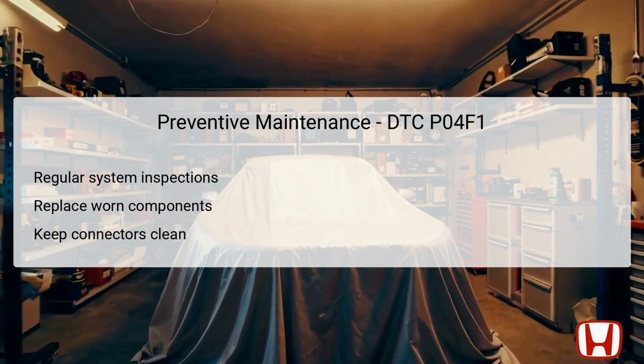Preventive maintenance is essential to avoid the recurrence of DTC P04F1 and to ensure the longevity of the EVAP system. Regular inspections of the EVAP components should be scheduled, focusing on identifying wear or damage early, particularly to the purge valve and hoses. Additionally, replacing worn or damaged components promptly will help maintain system functionality and efficiency.